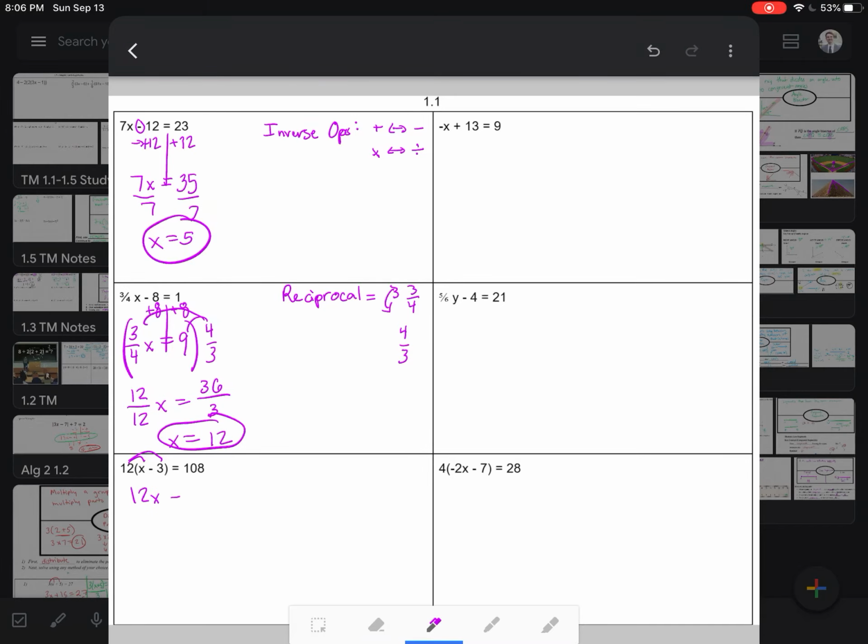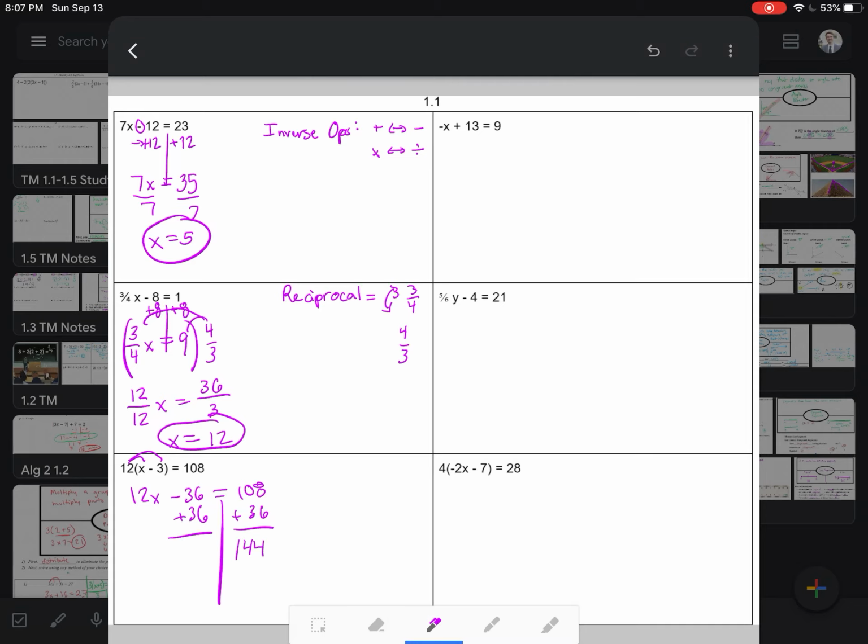So 12x minus 36 equals 108. And then going through again, inverse operations, the opposite of minus 36 is plus 36. So we're going to have 108 plus 36 on the right side. That's going to give us 144.